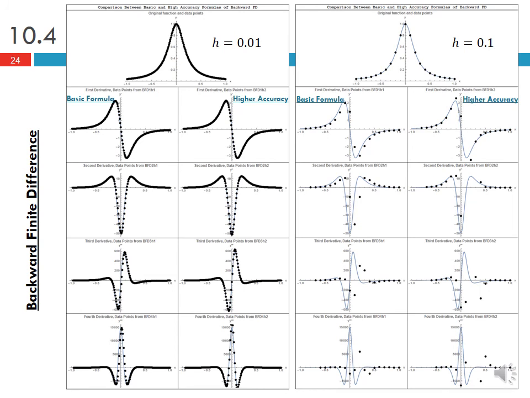Similar observations can be made for the backward finite difference, and here again the formulas appear to be shifted to the right in comparison to the actual derivatives, which is slightly obvious when we use a small h, and it is quite obvious when we use a larger h.